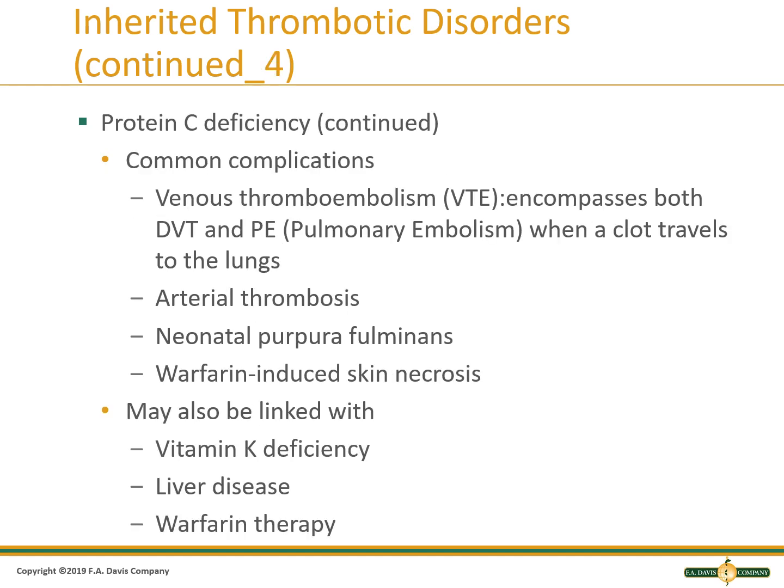Common complications of protein C deficiency are venous thromboembolism, or VTE. This means that it is a DVT, which is a deep vein thrombosis, and a PE, a pulmonary embolism, which is when a clot travels to the lung. So it encompasses both of those. Arterial thrombosis, neonatal purpura fulminans, warfarin-induced skin necrosis. It may also be linked with vitamin K deficiency, liver disease, or warfarin therapy.